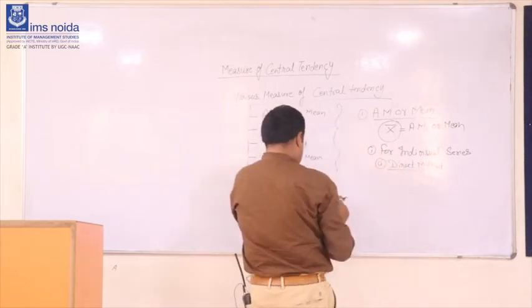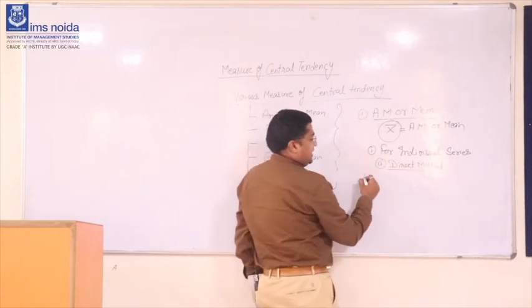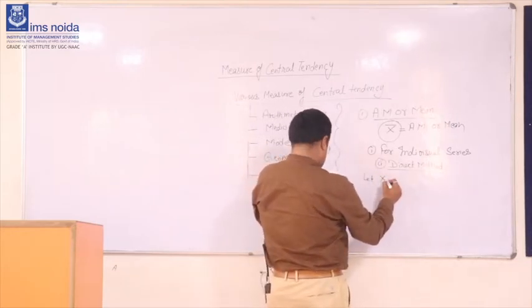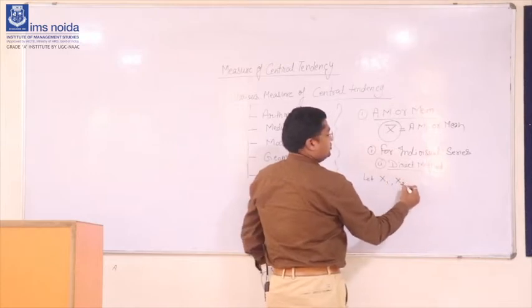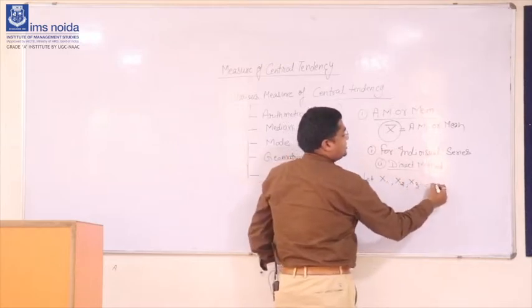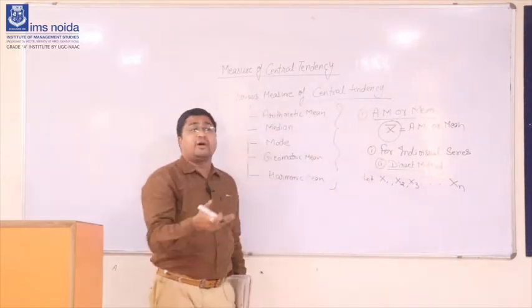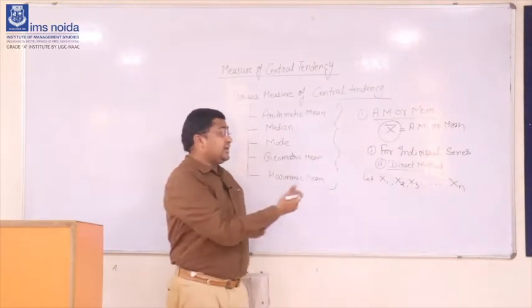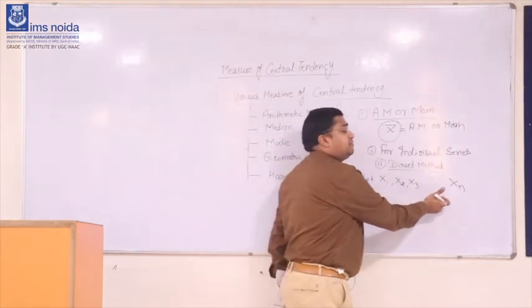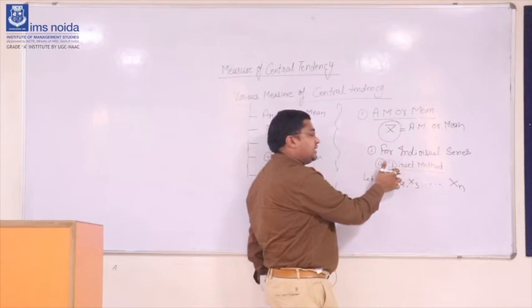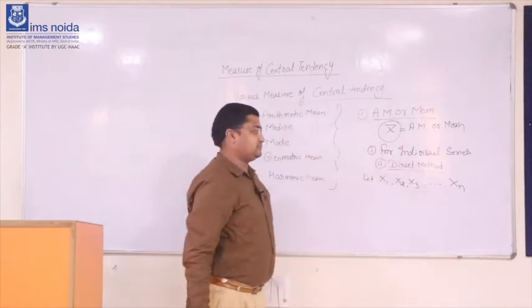What is the meaning of the direct method? Let x1, x2, x3 and so on up to xn. These are the n number of observations in an individual series under the direct method.